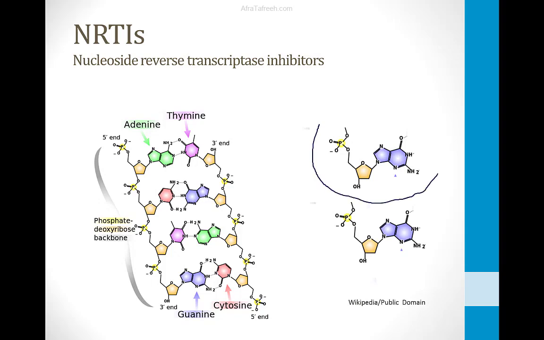This molecule here is called a nucleotide. A nucleotide has three components. First, it has a base. In this case, the base is guanosine, and that base is attached to a ribose sugar molecule, which I'm circling right now. And then that ribose sugar molecule is attached to a phosphate group. And so when all three of these elements are present, this is called a nucleotide. And DNA is synthesized by linking different nucleotides together.